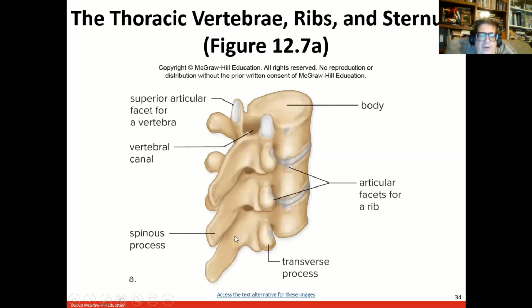So spinous process, transverse process, and on these you have a superior, upward articular facet for the vertebra above it, and an inferior for the one below it. But we'll talk about that. And these on the side where the body is, those are articular facets for a rib. That's a place where a rib articulates.